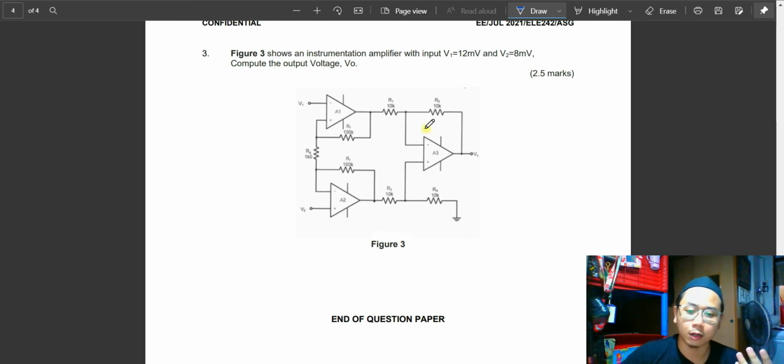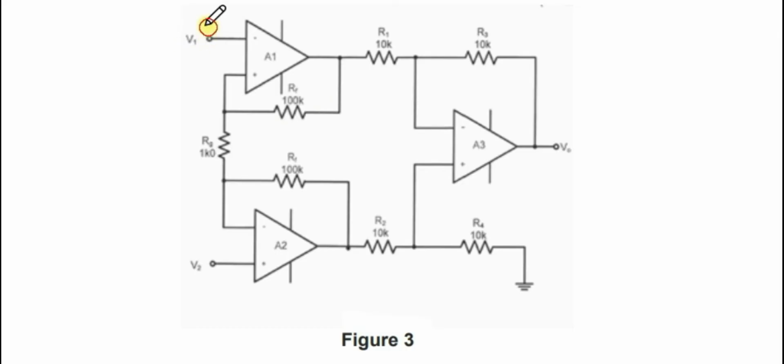So in this circuit, we can see that the question already gives the V1 and V2 values, which are 12 millivolts and 8 millivolts. So we already know the voltage here and the voltage here. So how to find the output voltage right here? Let's go to the calculation.